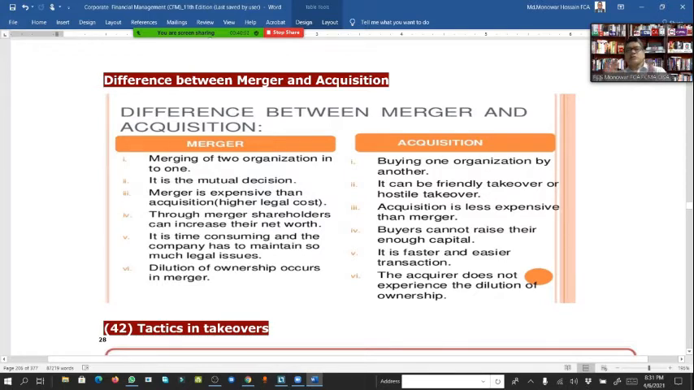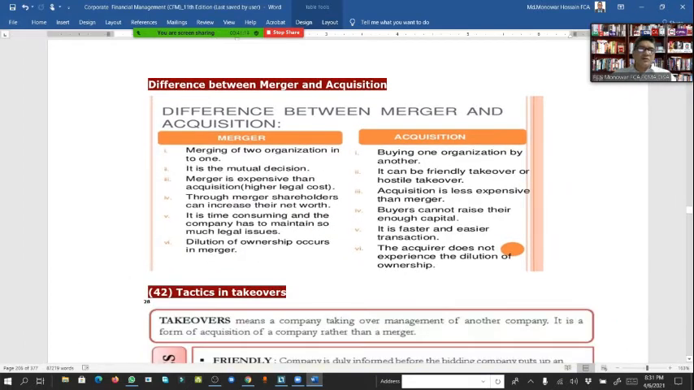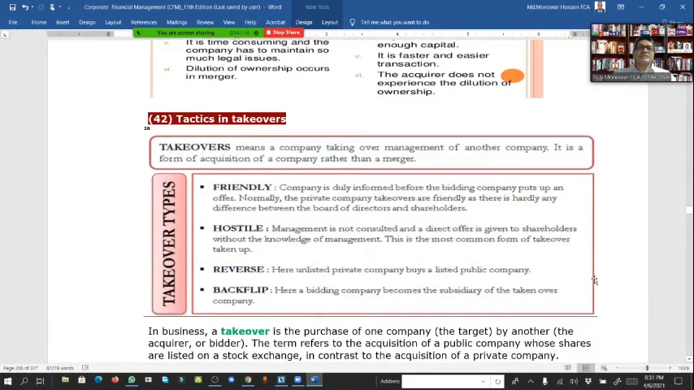And acquisition is the buying of one organization by another. It can be a friendly takeover or hostile takeover. Acquisition is less expensive than merger. Buyers cannot raise enough capital. It is a faster and easier transaction. So these are the different types of practice in takeover.